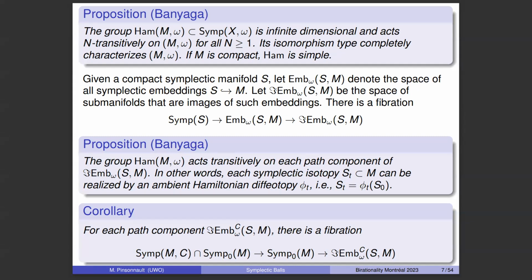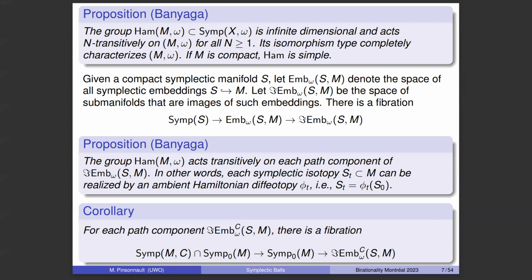And there's a proposition that I say is due to Banyaga. Actually, it follows from Banyaga's work published in '78. It follows pretty directly that the group acts transitively on each path component of the images. There's the Banyaga extension theorem, which is, for instance, proved in the McDuff-Salamon book. But it's usually quoted in a weaker form than what appears in the original paper. In the original paper, there's a stronger form of the isotopy extension theorem.